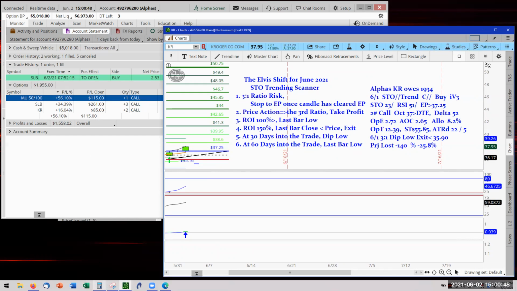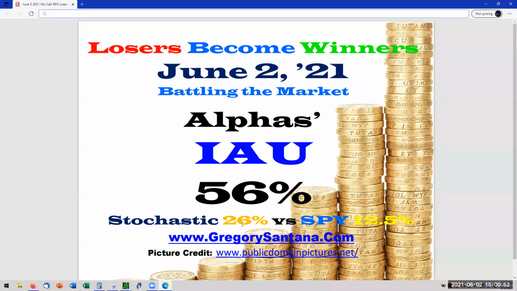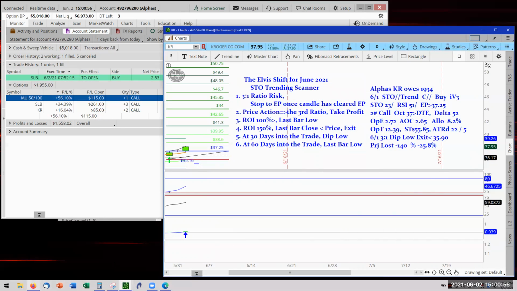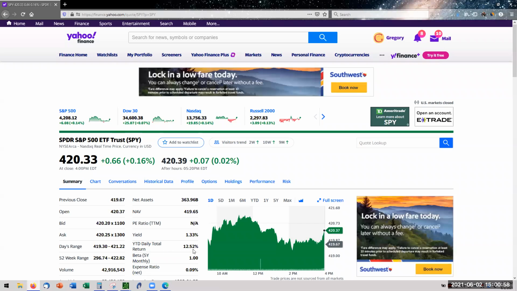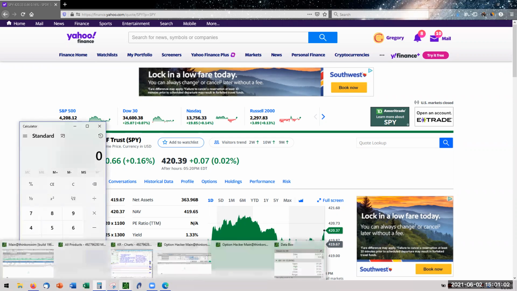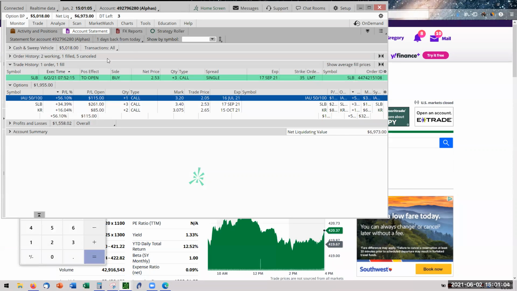Let's see where we are in the account, and you can see from the opening slide that we are at 26.6 for stochastic. So let's go look at the numbers, and there is the SPY at 12.5. And let's go look at the account. The account is at 69.73. We still have a buying power of 5,018.